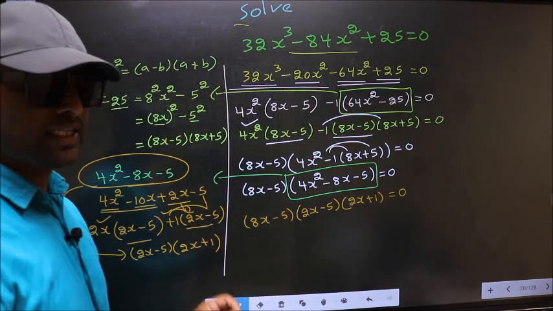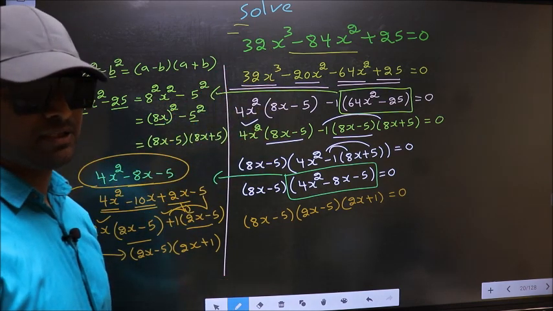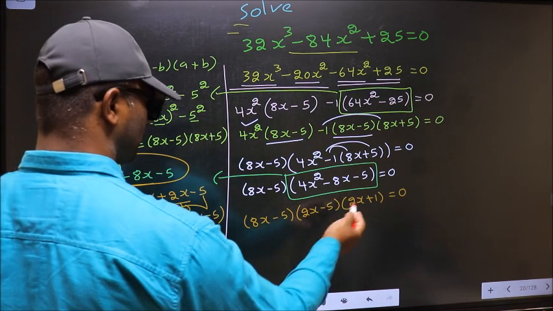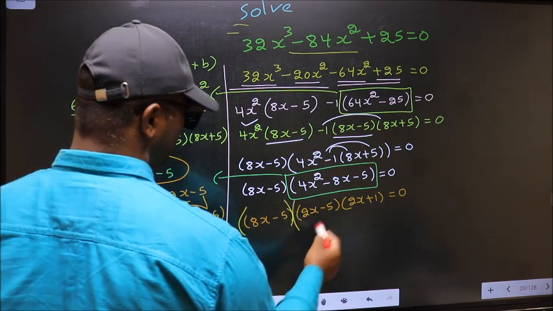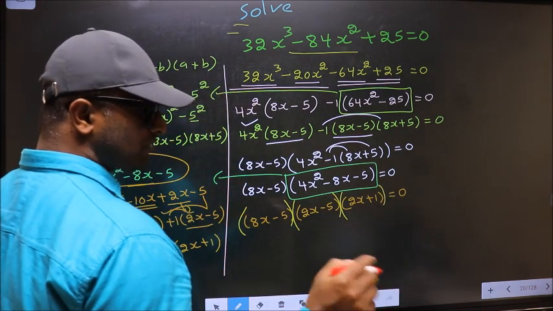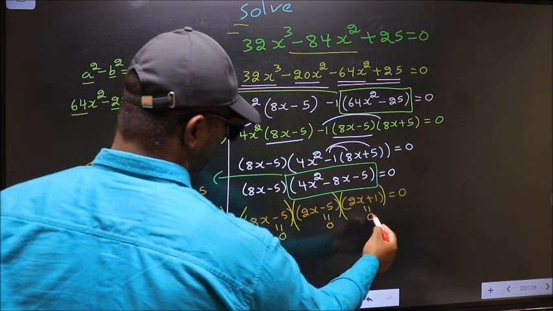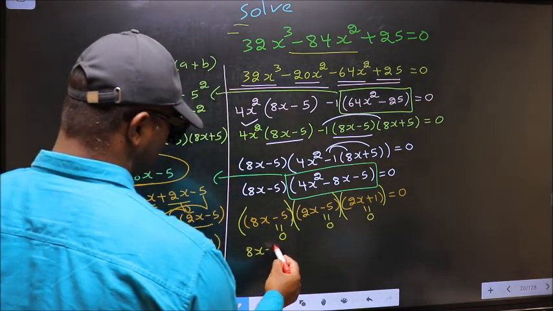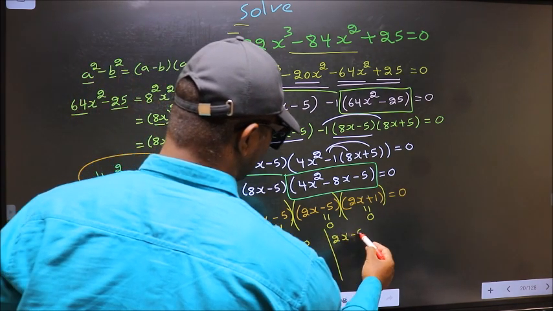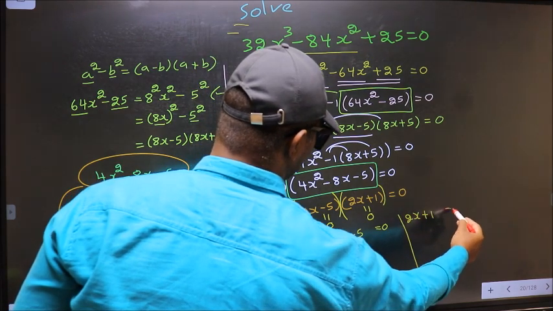Again, they told us to solve, which means we should get the values of x, and over here we got a product of brackets equal to 0. So to get x values, we should equate each bracket to 0. That is 8x minus 5 equal to 0, 2x minus 5 equal to 0, 2x plus 1 equal to 0.